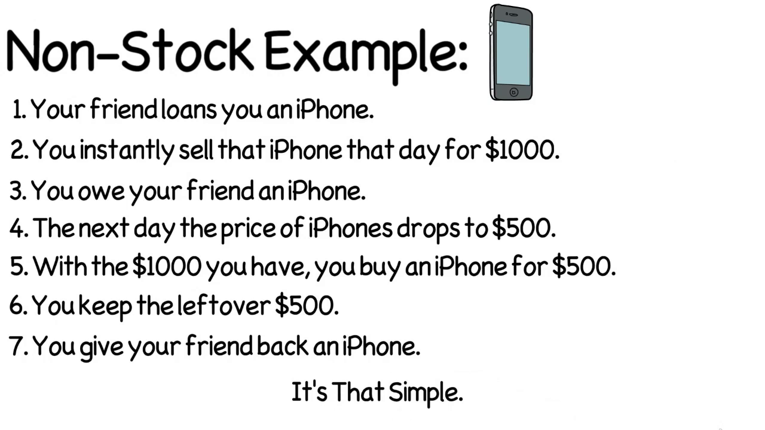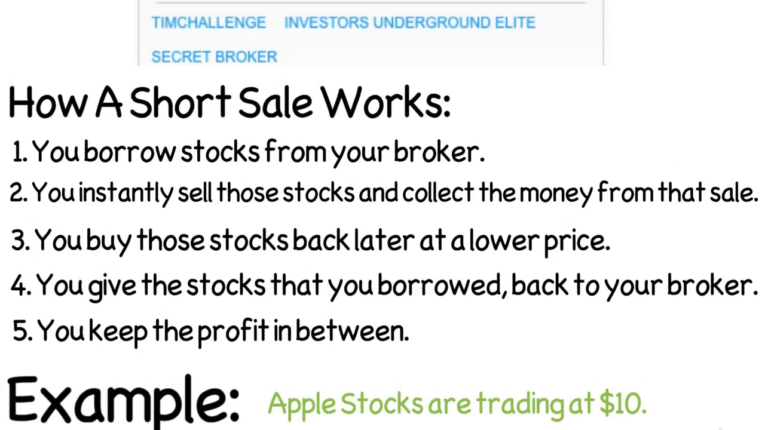That's how short selling works. It's that simple. It's nothing else really to it. It's a simple concept. So just to go over it real quick again, your broker will loan you stocks. You sell those stocks right away. You get money from that. And then the price of that stock goes down. So then you go and buy that stock again at a lower price. And you just keep the profit in between from that lower price. And then you give the stocks back to your broker and get even with them.